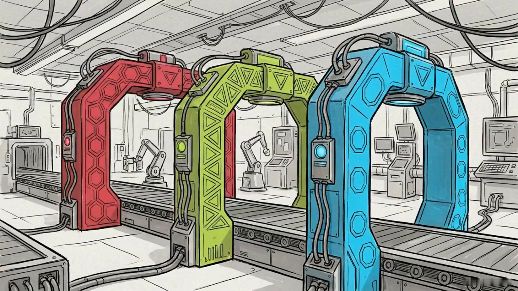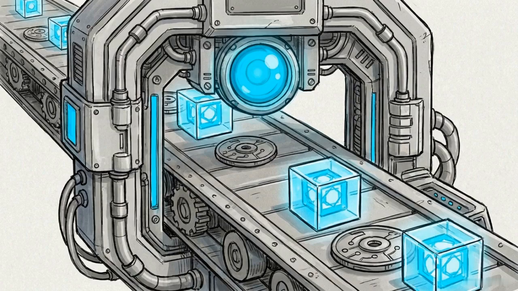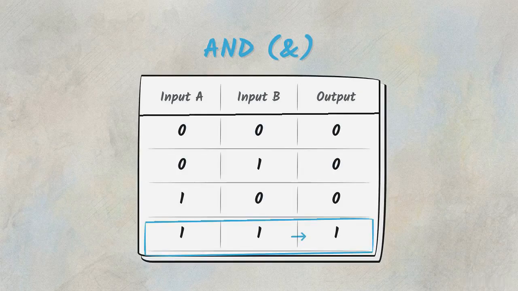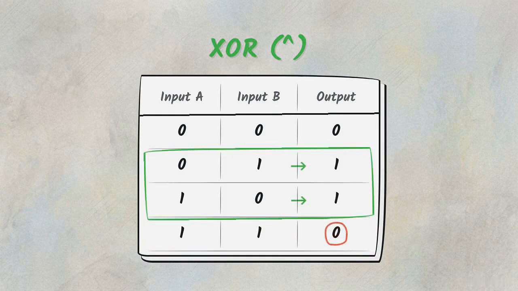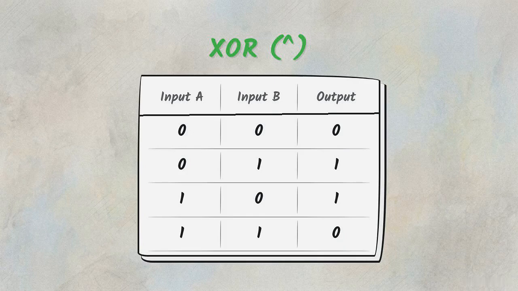To manage these bits, the digital factory floor uses 3 main sorting scanners: AND, OR, XOR. These act as filters for the ones and zeros passing through. The AND operator requires both input bits to be 1 to output a 1. The OR operator needs only a single 1 in either input to output a 1. The XOR operator looks for differences, outputting a 1 only when inputs are mismatched.